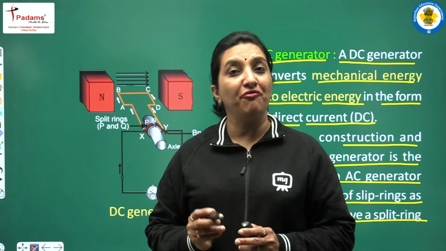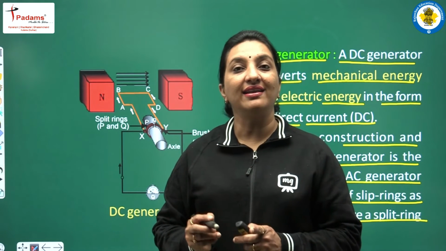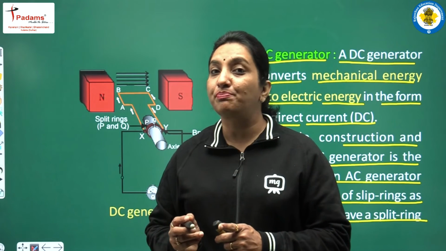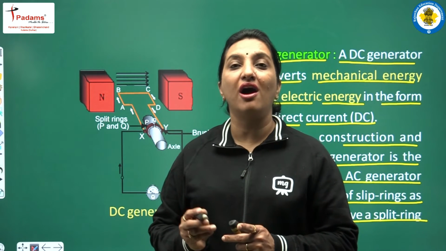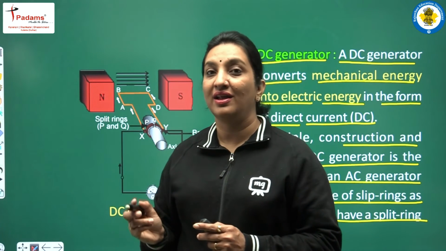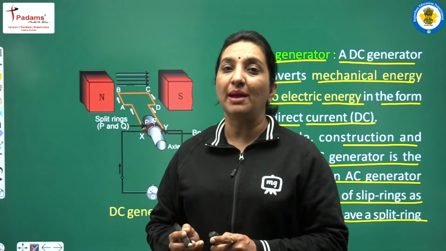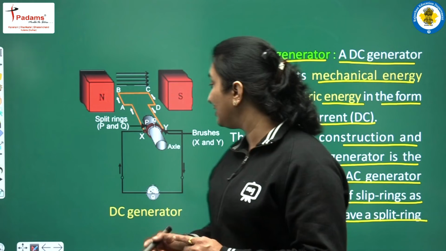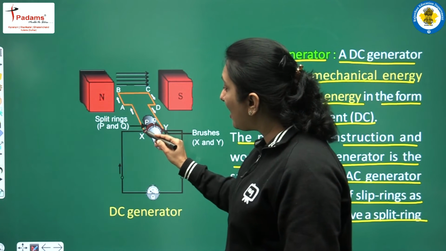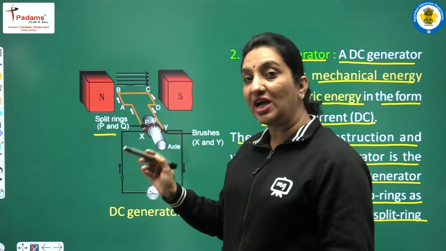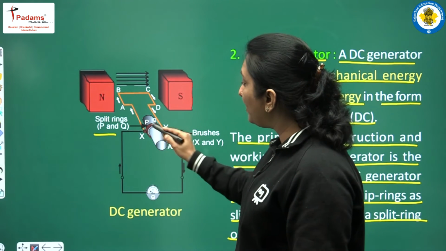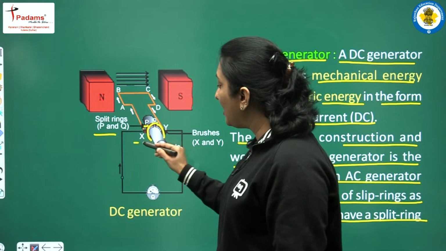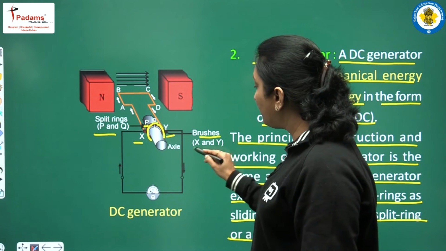Now here students, everything is the same except that in the construction, instead of slip rings, we have split rings. That is, we have two halves of a single ring, and due to this difference, in the external circuit we get current always in the same direction. Here you can see that we have two split rings which are two halves of the same ring. P and Q are the two split rings, and we have two brushes X and Y.